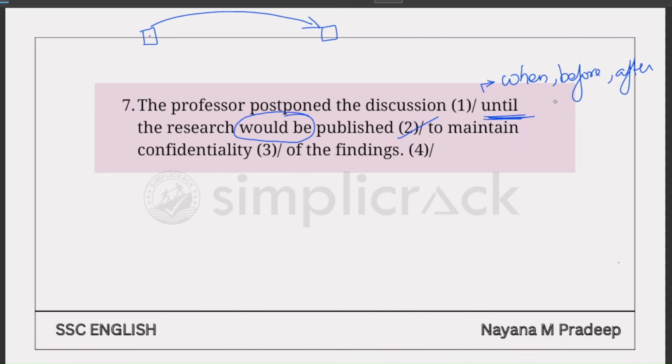If you have time clauses, time conjunctions like until, when, before, after, etc., to indicate a future event, then again you will not use a future tense. Instead, you will use a simple present tense. So instead of would be published, you will simply put it as is published. The professor postponed the discussion until the research is published to maintain confidentiality of the findings. Remember that along with time conjunctions like until, before, when, after, etc., never use a future tense to indicate the future event, because these conjunctions themselves indicate a future. So you have to use the simple present tense.